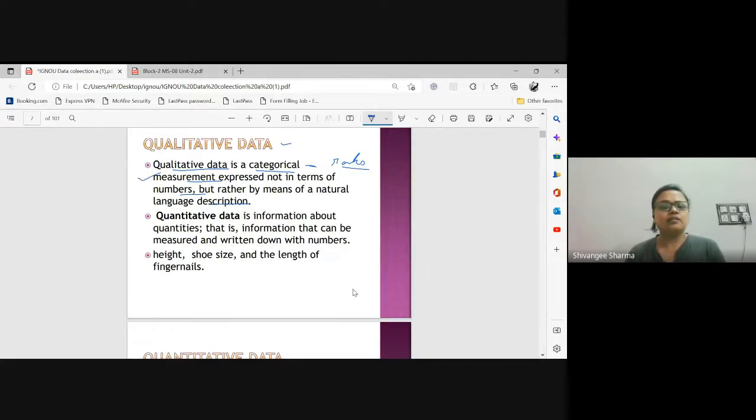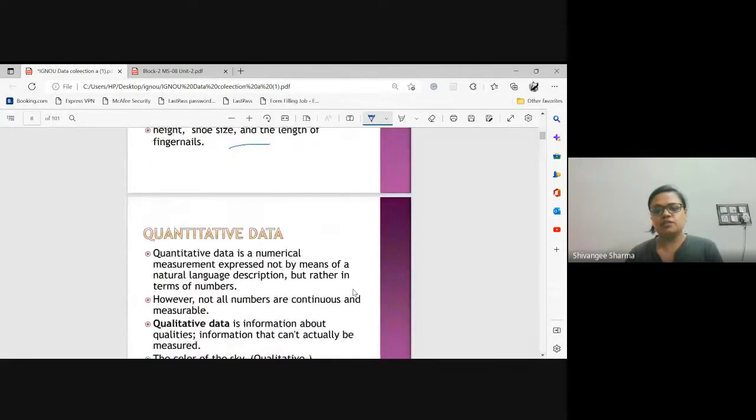And quantitative data is very simple. It is written down with numbers. It has a measurable value, like what's the height of the students, or what's the shoe size, or the length of fingernails. It's just an example over here. Anything which can be measured with the numbers, that is your quantitative data. I think the difference between qualitative, quantitative, and primary and secondary data is clear to everyone.